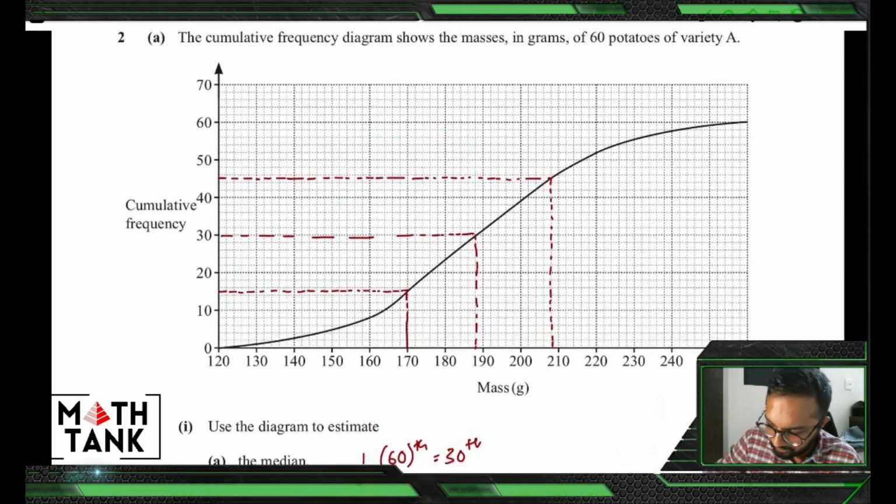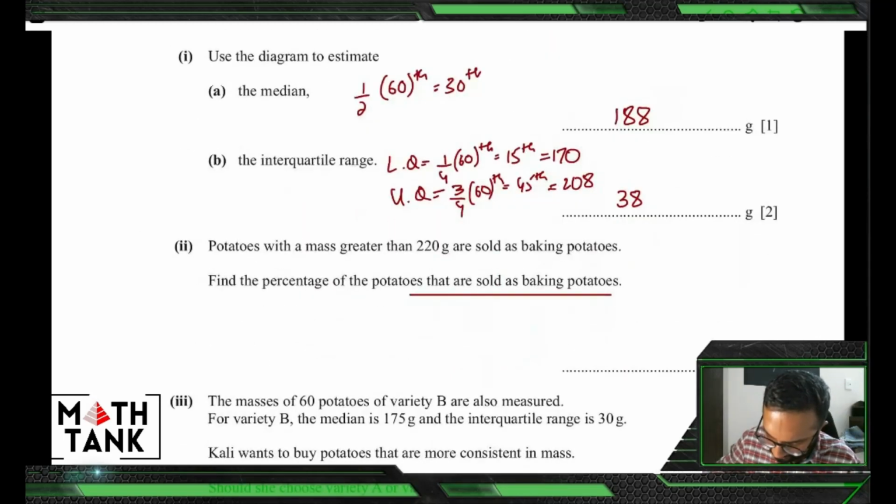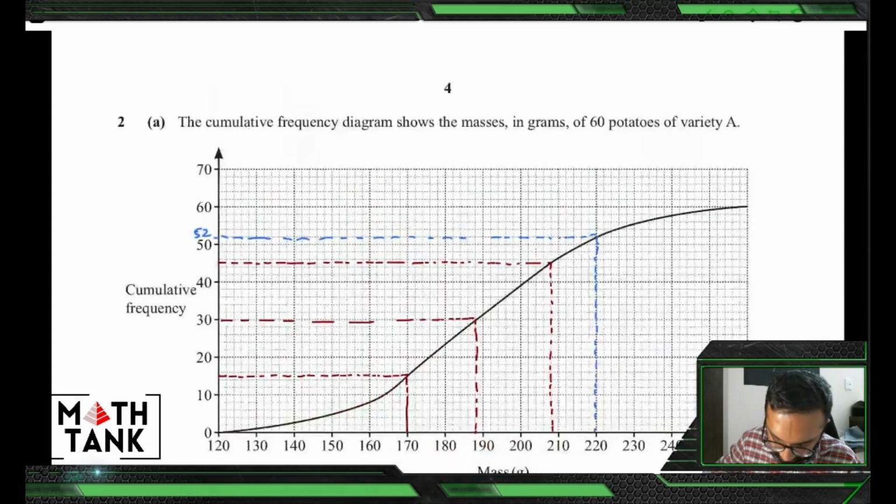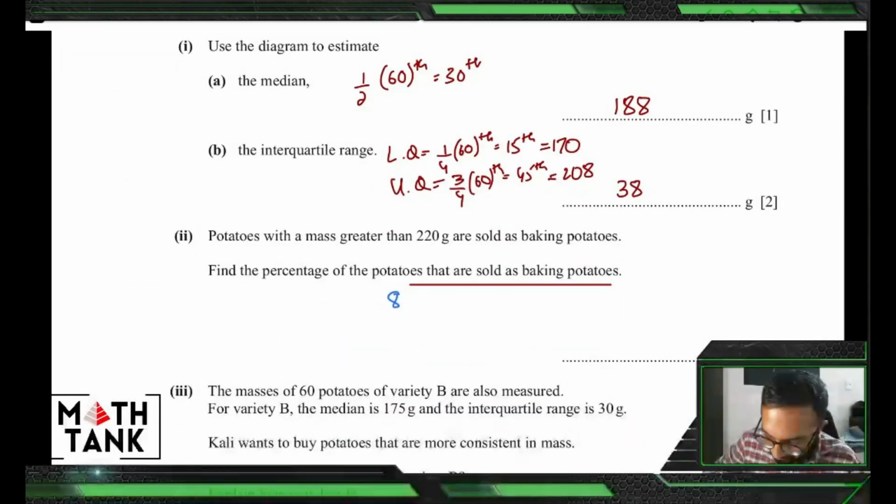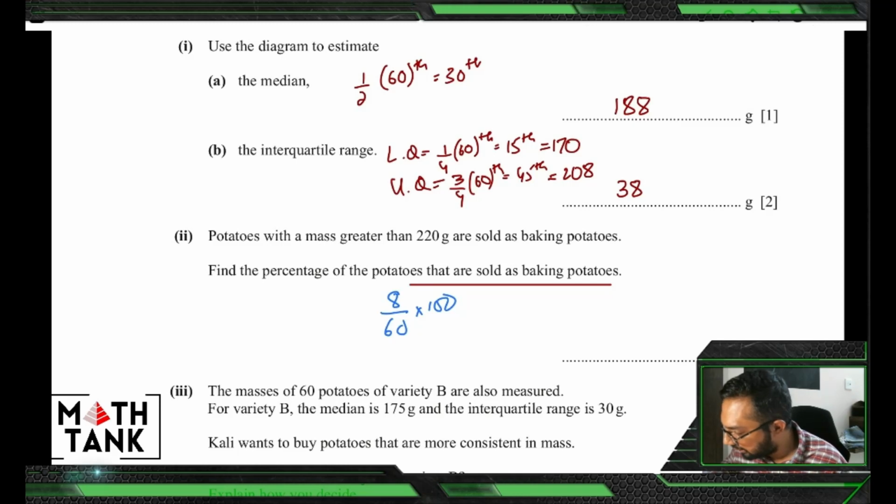So what I'm going to have to do is go back and read my graph. It's 52 above 220 grams, right? A mass greater than above. So how many are above that? 8 out of 60 multiplied by 100. So that's about 13.3%. Let's check if that's the correct answer.